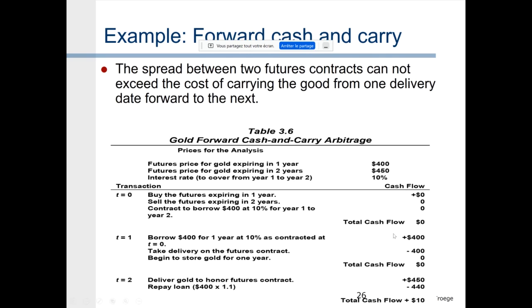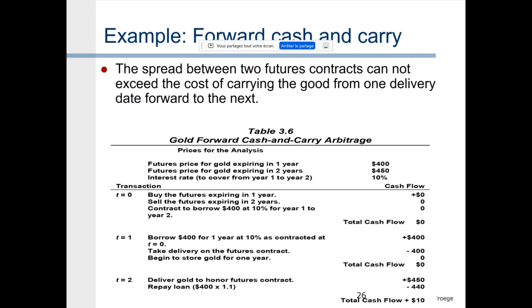And from that point on, it looks pretty much like the standard cash and carry operation. I will then just wait until the second contract. Okay, so the second contract is a selling contract, so I have to deliver gold. So I will deliver the gold at a price of 450 at the end of the second year. I will use this money to reimburse the loan, which, remember, had an interest rate of 10%. So I will reimburse 440, and I can keep the difference, 10. So what does it prove?